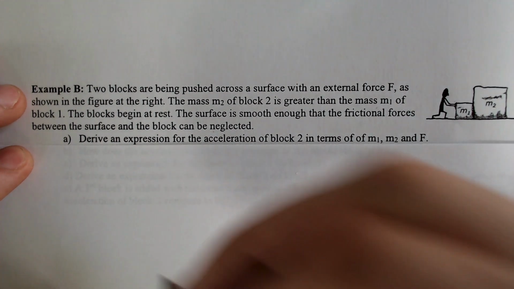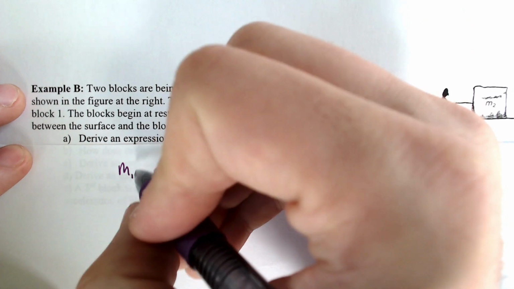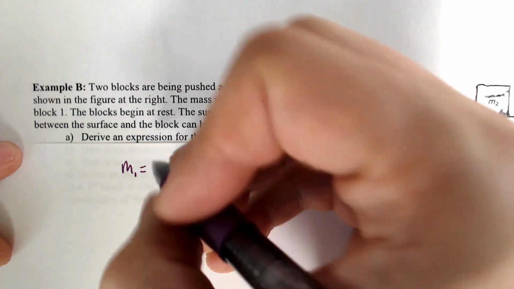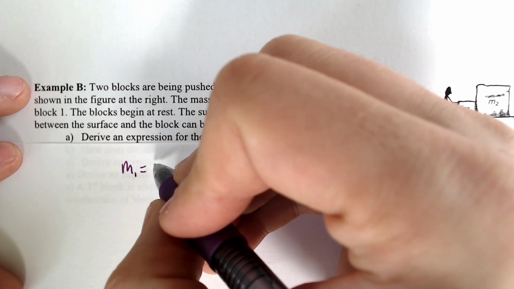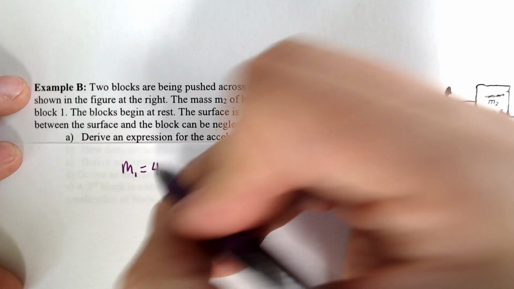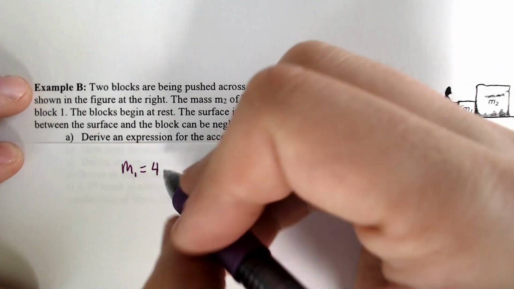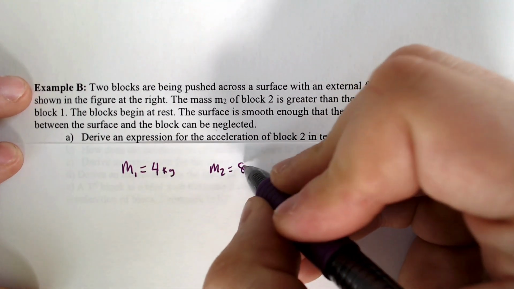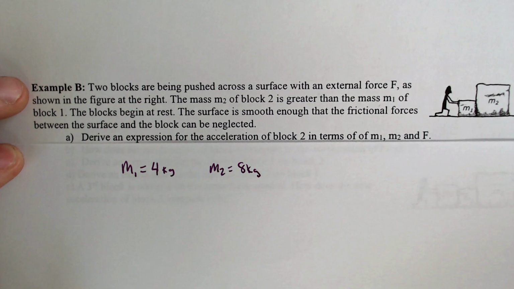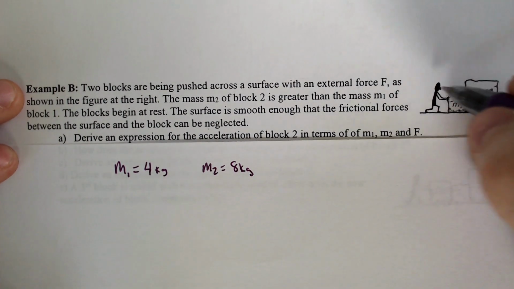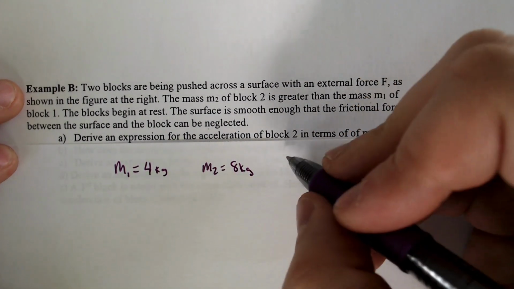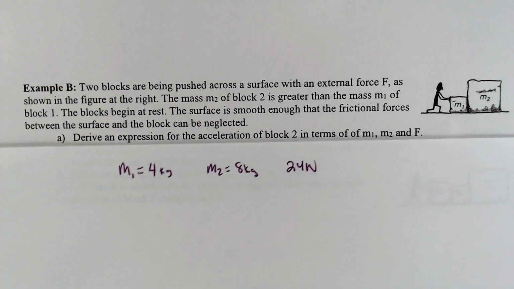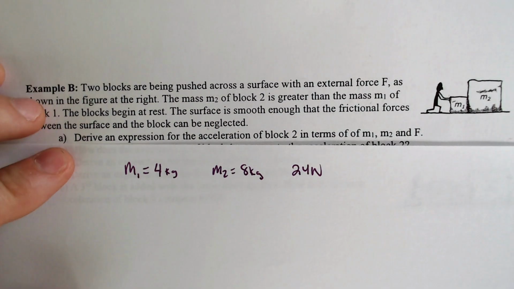So let's say that the mass of 1 is, let's say it's smaller, equal to 4 kilograms. And let's say that the mass of 2 is equal to 8 kilograms. We'll make it double. And let's say that the force that this dude over here is pushing on it with is 24 newtons, okay? Because force is equal to mass times acceleration, this will all be very helpful.